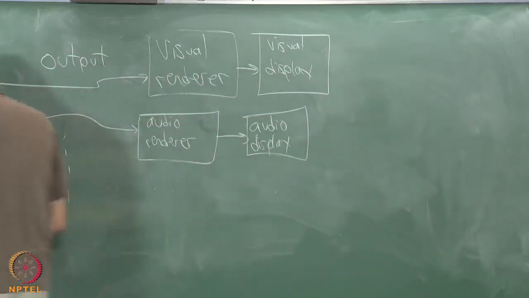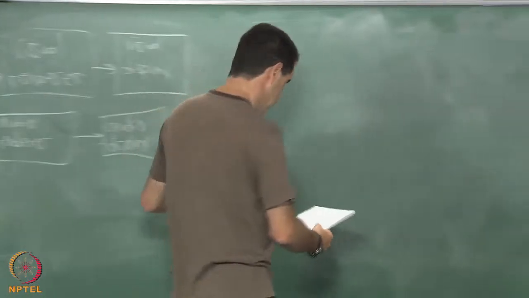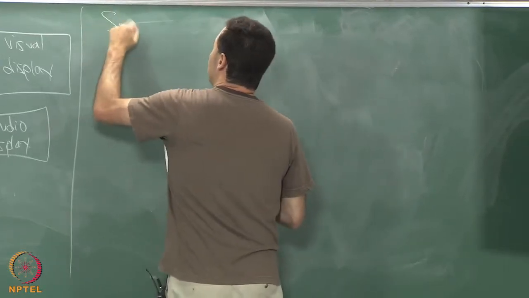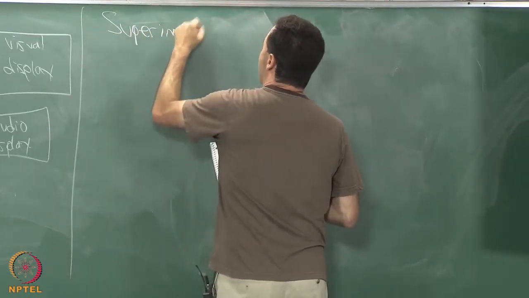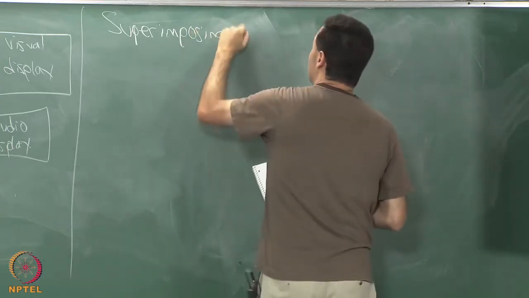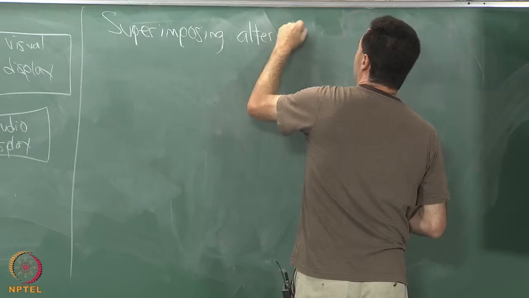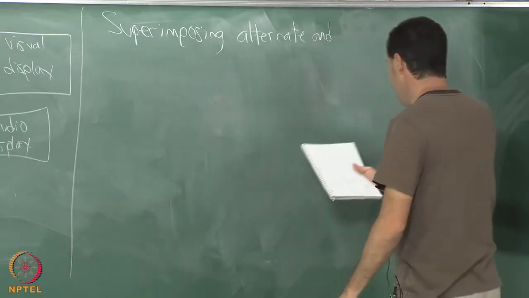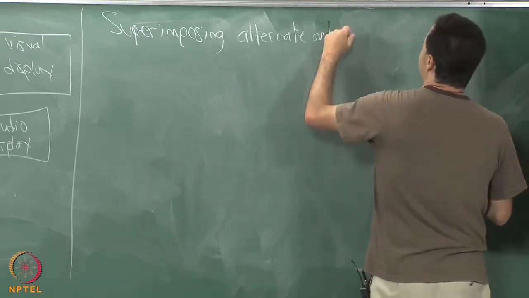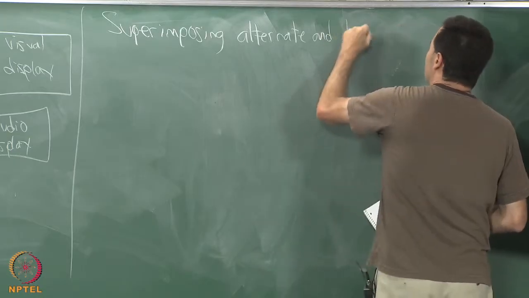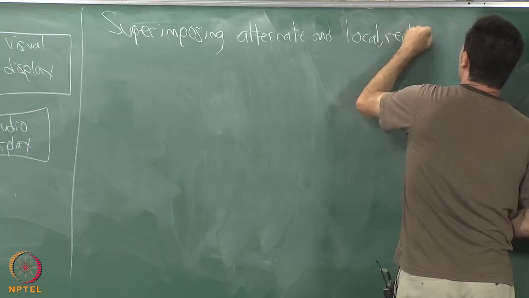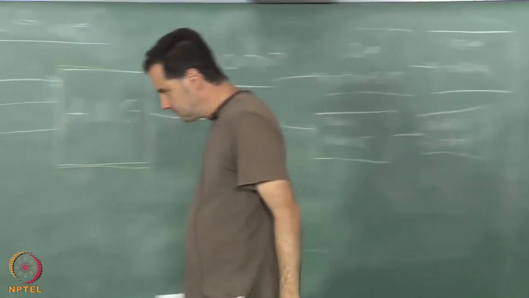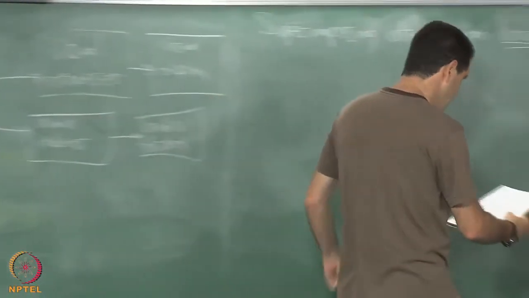So here's another way to look at it. If we add a little bit of geometry, imagine we're superimposing the alternate world and, not really sure what to call the world that you're actually in, the local real world, kind of emphasizing local. The non-alternate world. So think about superimposing these.